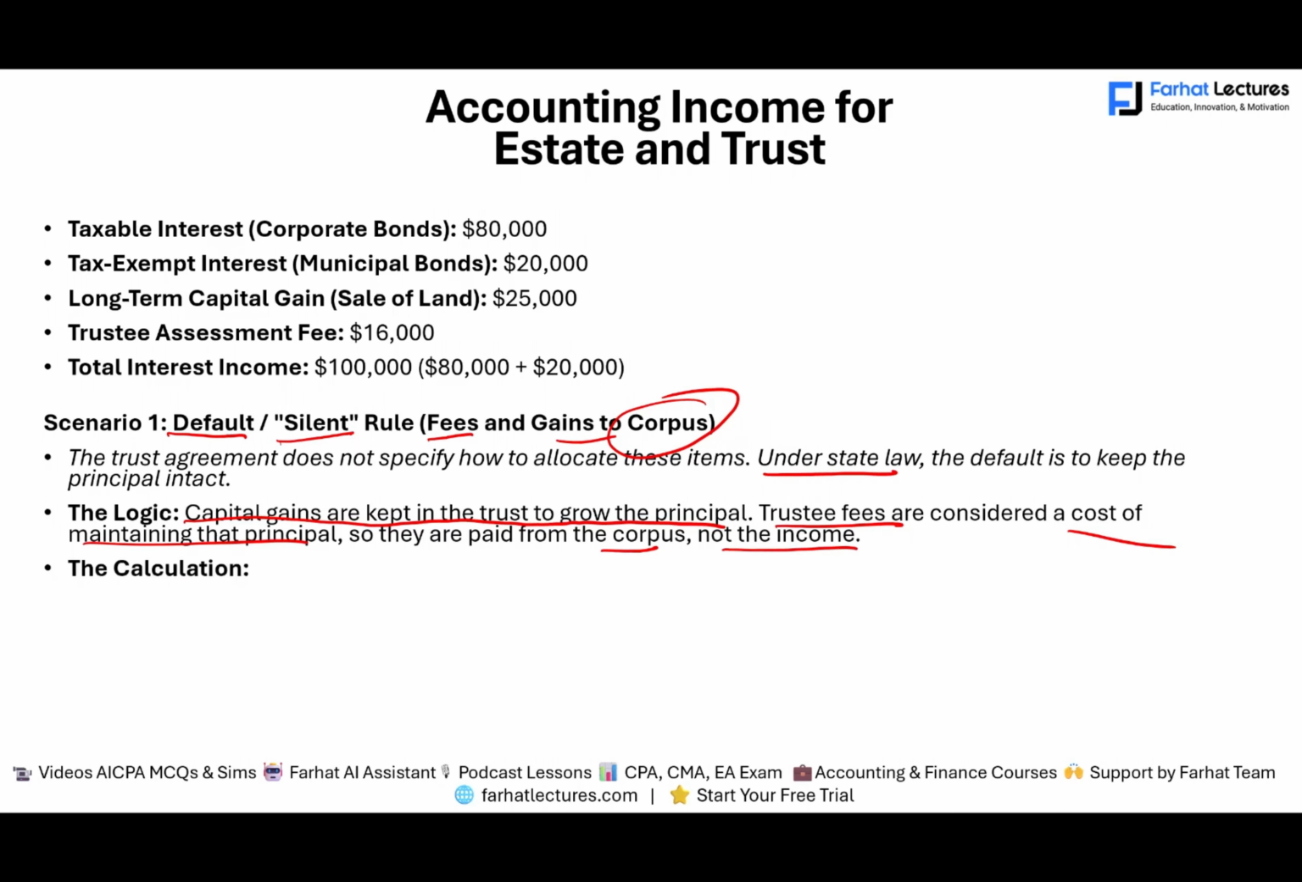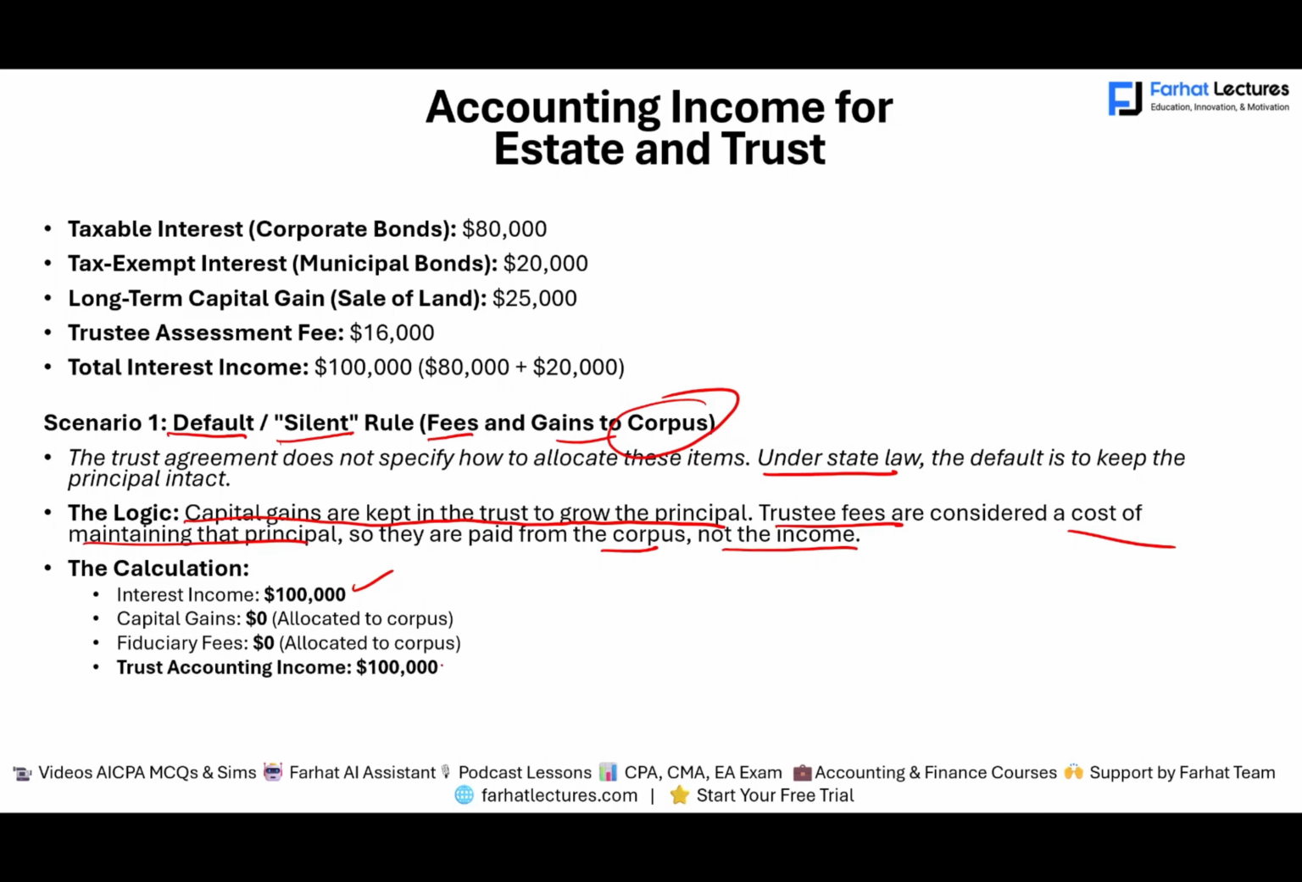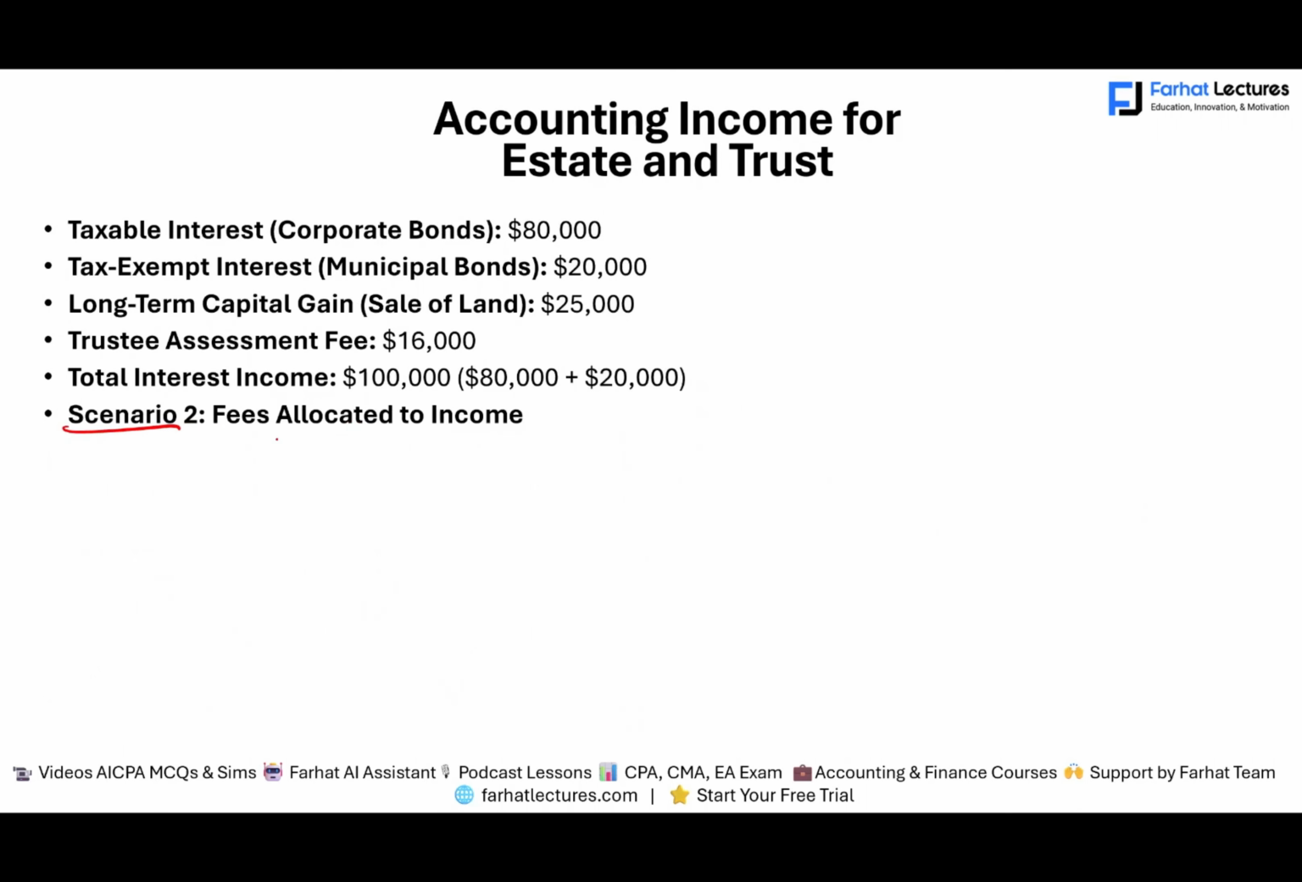So how much would Ms. Alvarez receive under this scenario? Well, interest income of 100,000. That's it. No capital gain. Ms. Alvarez does not absorb any fees. Therefore, the trust accounting income to Ms. Alvarez is 100,000. So simply put, she received $100,000 of interest, or 100,000 in cash, whatever you want to call it. Let's look at scenario two.